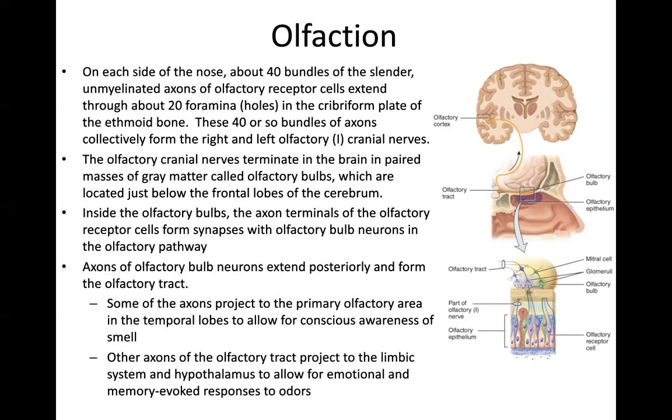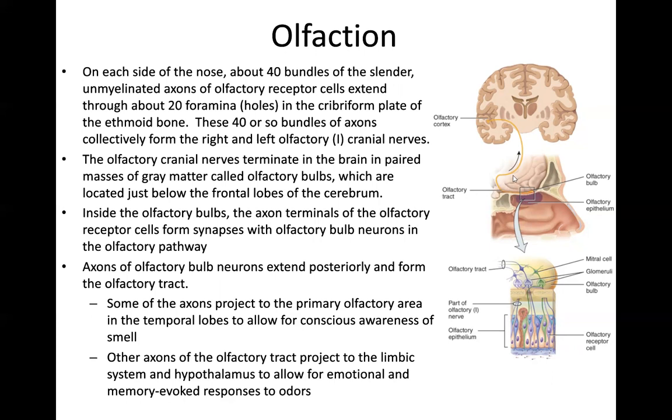They terminate in the brain in pairs of massive gray matter called olfactory bulbs, located just below the frontal lobes of our cerebrum. Inside the olfactory bulbs, the axon terminals of these olfactory receptor cells synapse with olfactory bulb neurons, like these mitral cells, the glomeruli. From there, those olfactory bulb neurons extend posteriorly, towards the back of the body, and they form what we call the olfactory tract.